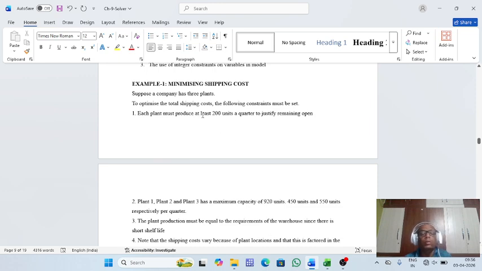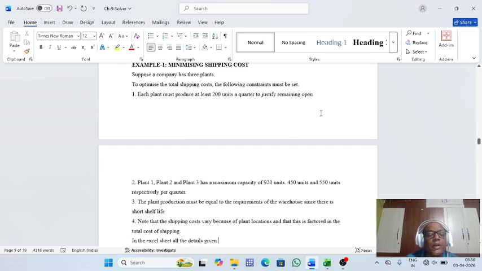Now see, it has been given to optimize total shipping cost, and the following constraints must be set. There are three plants of a company, and each plant must produce at least 200 units a quarter to justify remaining open. That means every plant needs to produce at least 200 units per quarter. That is the minimum. Plants 1, 2, 3 have a maximum capacity of 900, 450 and 550 units respectively, so they cannot produce more than that maximum capacity.